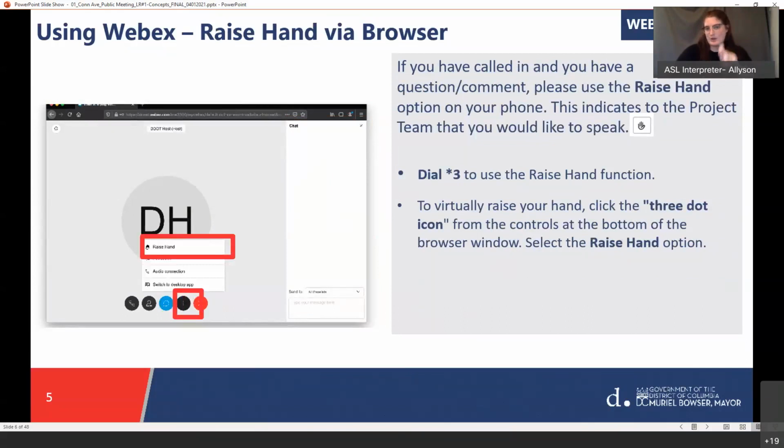If you have called in and you have a question or comment, please use the raise hand option on your telephone. You will dial *3 to use the raise hand function. If you are using the WebEx feature to virtually raise your hand, click the 3-dot icon from the controls at the bottom of the browser window and select the raise hand option.